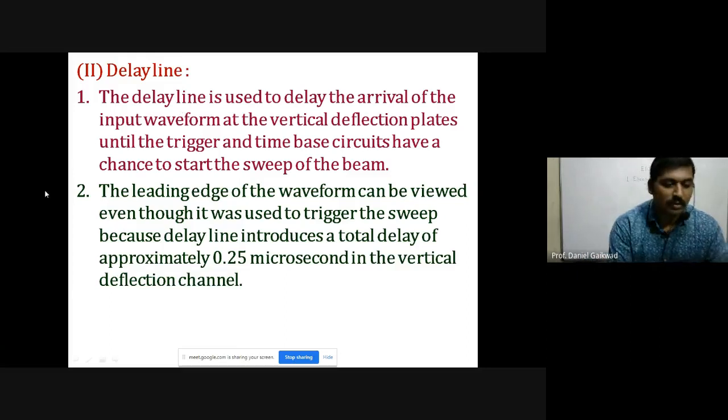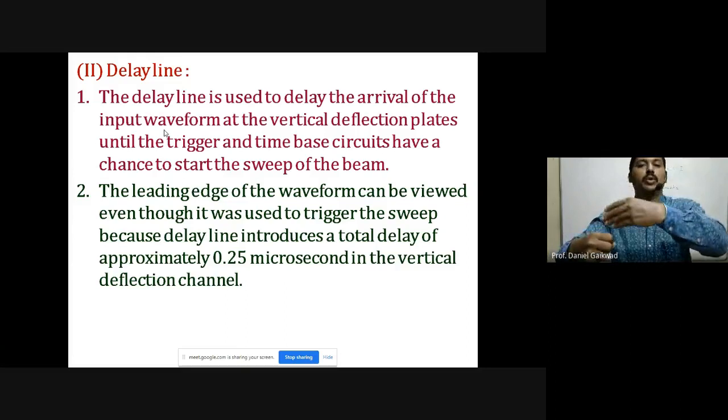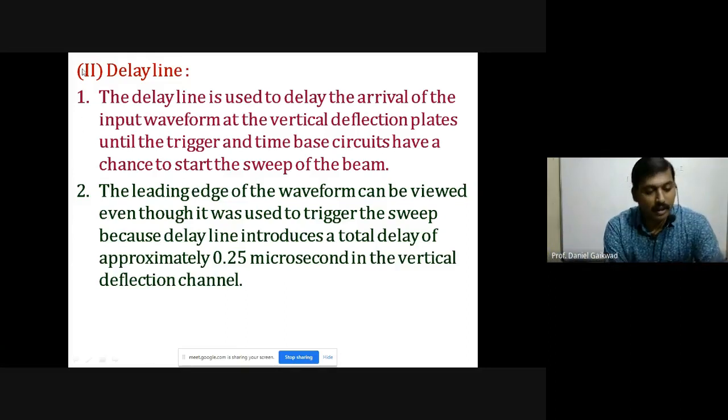Here also we have the same delay line. So the delay line is used to delay the arrival of the input waveform at the vertical deflection plates until the trigger and time-base circuit have a chance to start the sweep of the beam. So these will be matching. Again, with practical understanding, you can understand very easily how this works. So the delay line matches the time when the X input is there, then we have the Y input. For that matching, the delay line is present here.